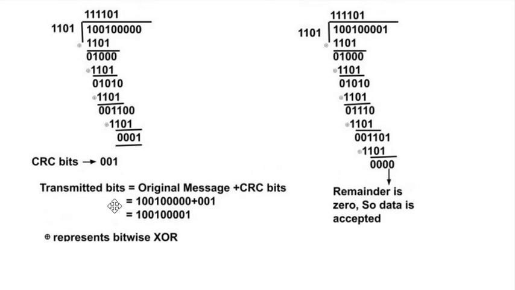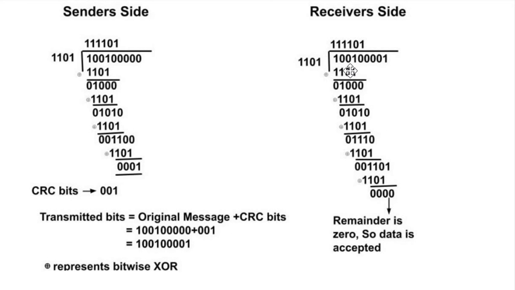Now the transmitted bits that the sender is transmitting to the receiver will be the original message plus the CRC bits. So the original message 100100 plus 001. In other words, we are replacing the 3 zeros that we appended with our CRC bits. So this is called our code word: message plus CRC bits. Finally, this code word is transmitted to the receiver.